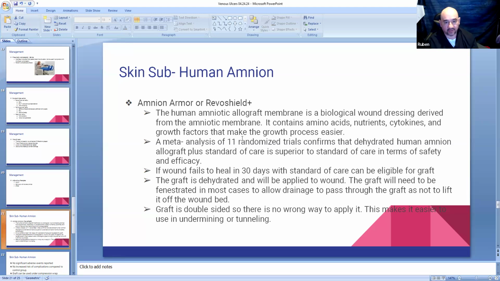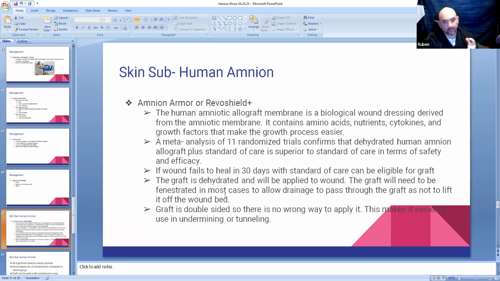Some of the research with the analysis that they've done, amnion with standard of care, like all the compression I talked about, all the wound management, is superior to standard of care alone. So that's what you want to bring to the table when you're talking to your clinic about it. Some of the criteria: if the wound fails to heal in 30 days with standard of care, they can be eligible for the graft. And there's little things I'll mention here in the next slide.